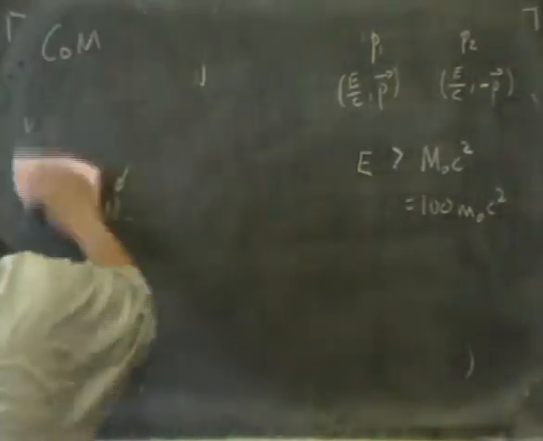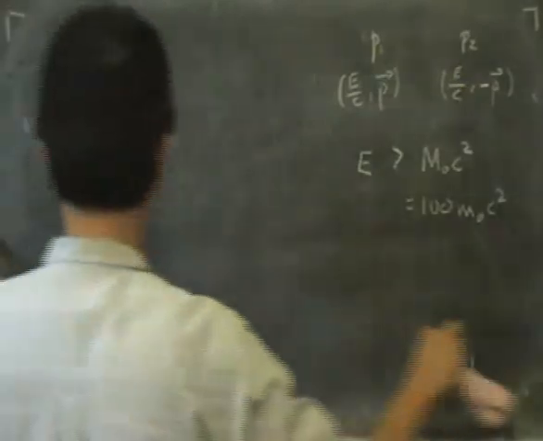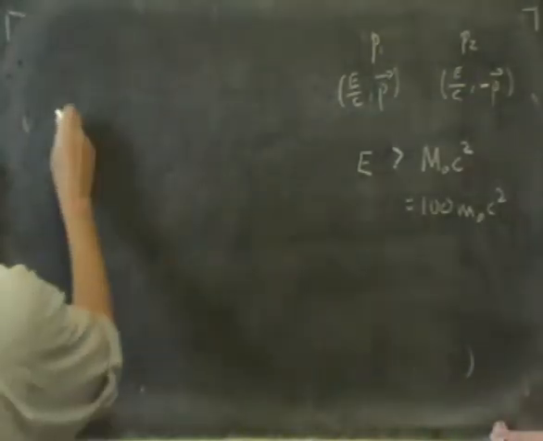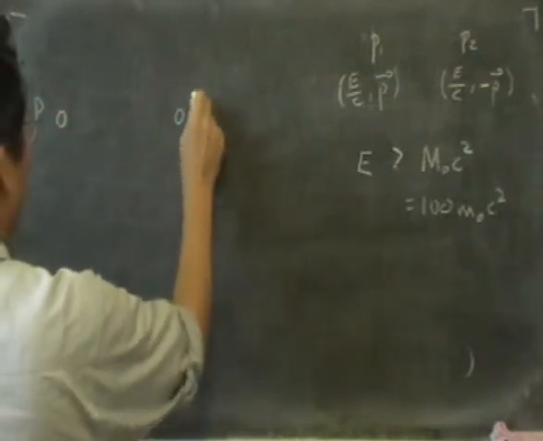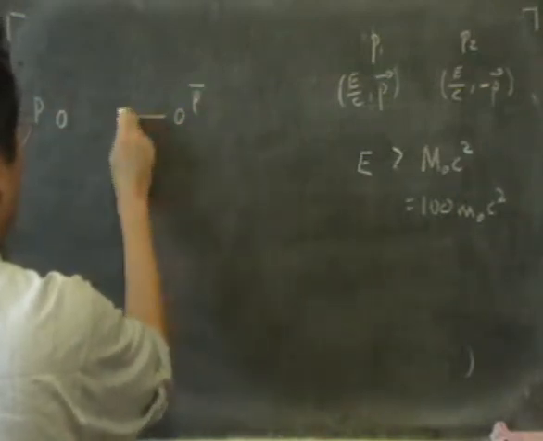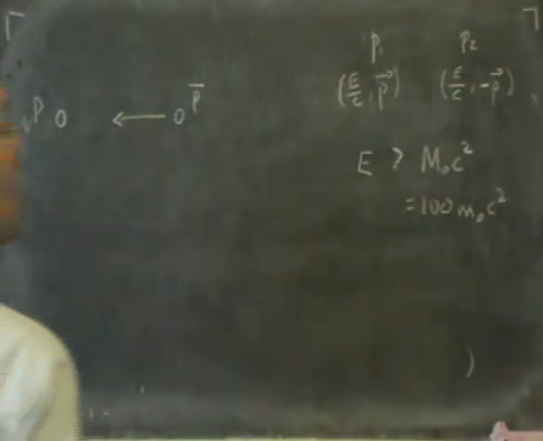Now let's move on to the fixed target frame. In the fixed target frame, I have a proton there, and I have a proton-antiproton beam coming towards it.